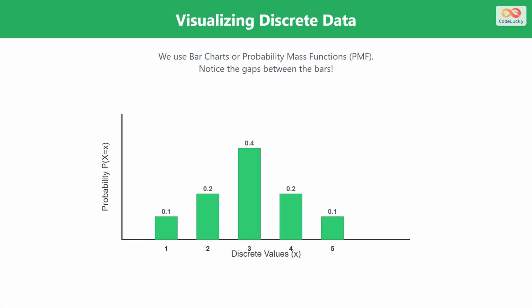When we graph discrete variables, we often use bar charts. The most important feature to notice is the space between the bars. This visual gap represents the values that are impossible for the variable to take.